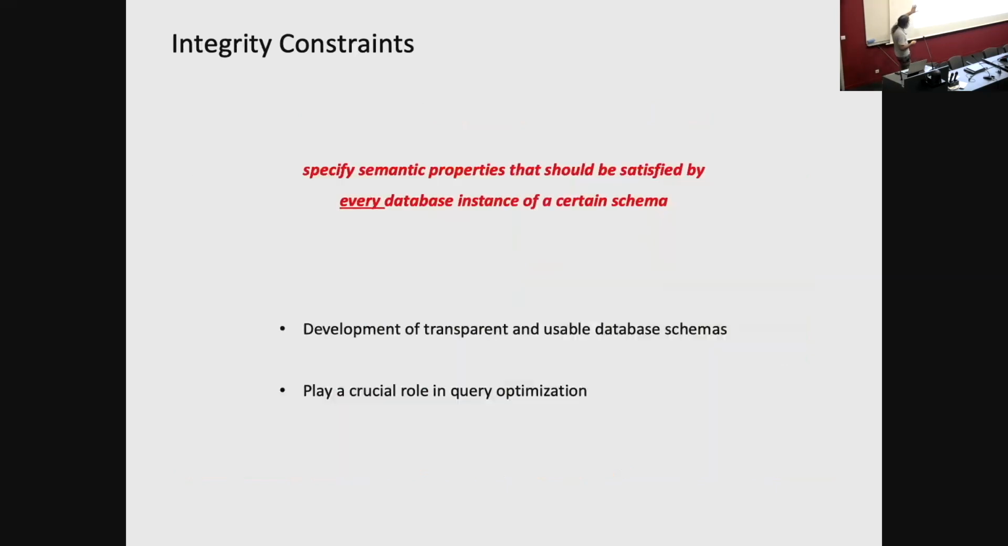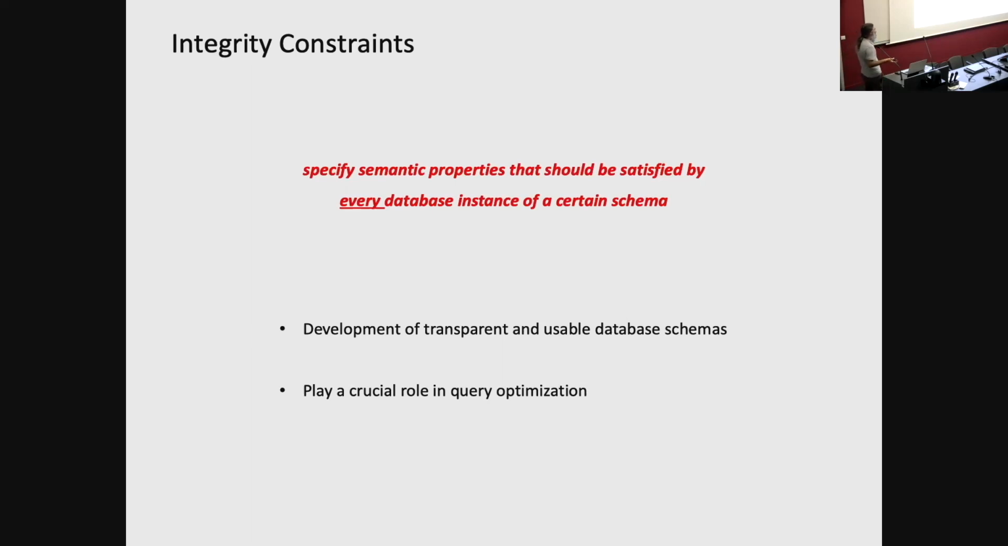But now, let's assume that our database is always consistent with the given set of constraints, which specify these semantic properties. Now we can just evaluate the query over this database in the standard way and then trust the answer. So integrity constraints help in the development of transparent and usable database schemas. Also, as we shall see later in the lecture, they play a crucial role in optimizing queries. That's why we care about integrity constraints and want to study them.